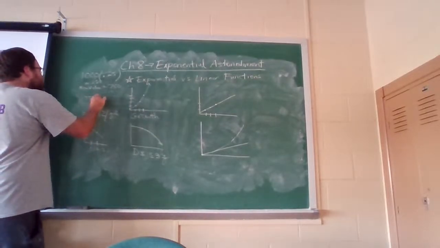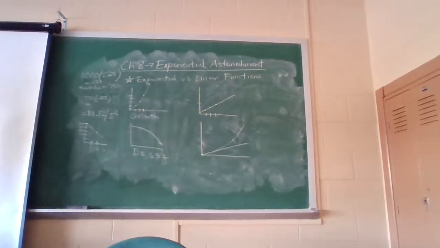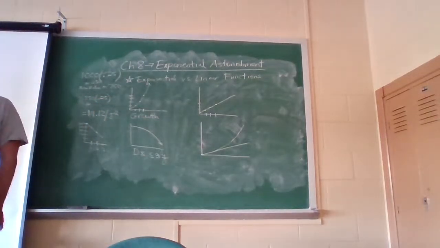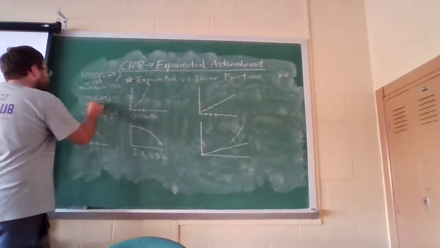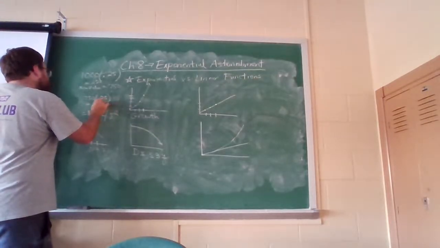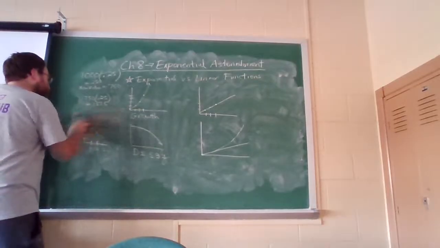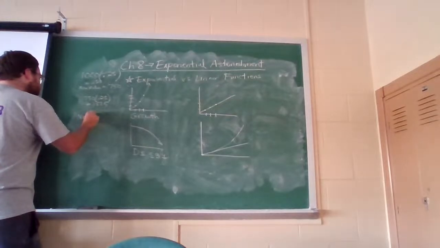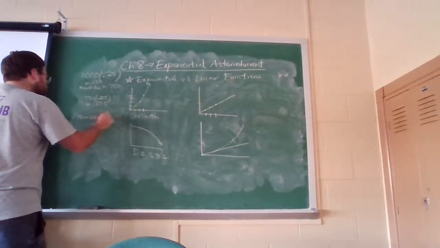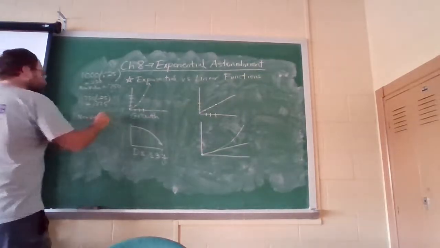So 750 by the 0.25 would give us 187.5. Yes. So then the new value would be 562.50.